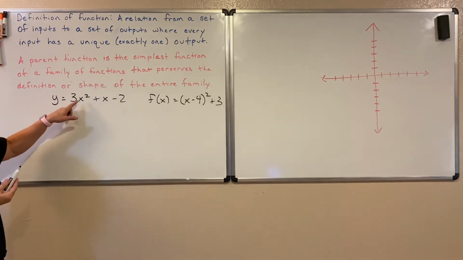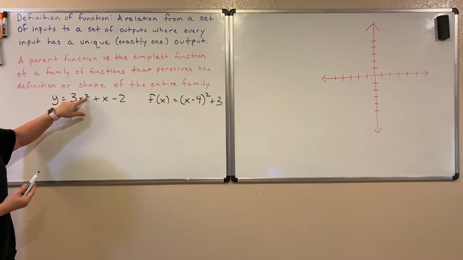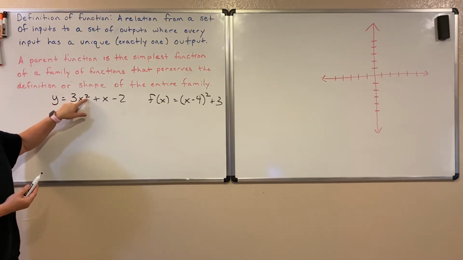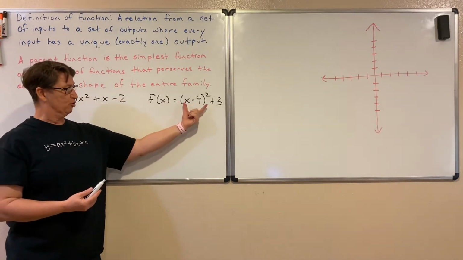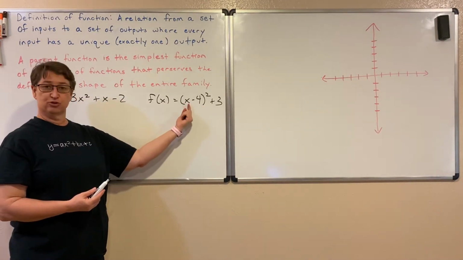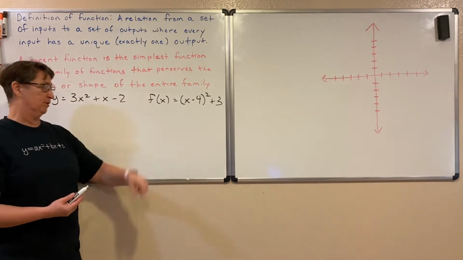And notice in each one of these that the highest degree on our function here is a 2. And the same thing is true here. If we were to multiply that out, our highest degree on this x would also be 2. So these are just some family members.